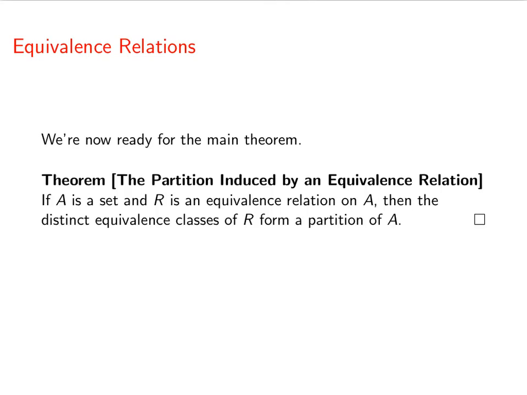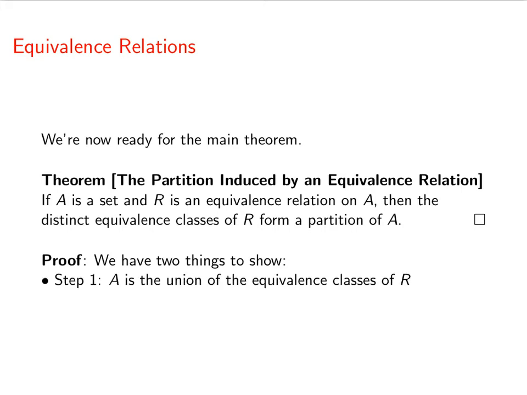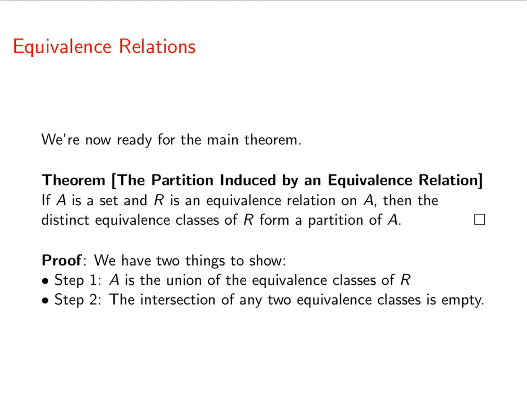So the main theorem talks about the partition induced by an equivalence relation, and it says that if A is a set and R is an equivalence relation on A, then the distinct equivalence classes of R form a partition of A. There are two things that we have to show, so we're breaking this theorem up into two parts. Step one, we have to show that A is the union of the equivalence classes of R. Step two, we have to show that the intersection of any two equivalence classes is empty.